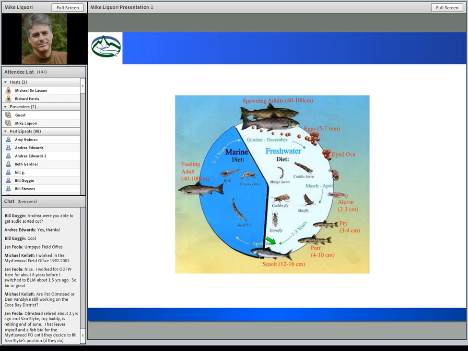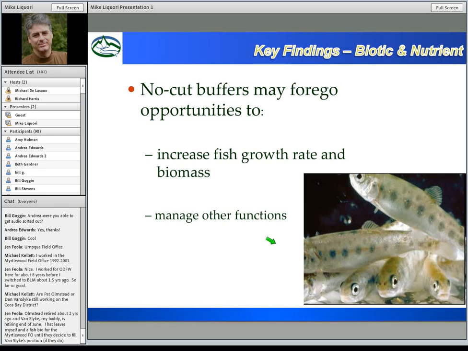So our goal is to try to get the smolt sizes up so that they're larger when they go out in the ocean. That dramatically increases their survival rates, which increases their rates of returning spawning adults. In order to do that, we know that no-cut buffers may forego the opportunity to increase fish growth and biomass or to manage other functions. And there's been some excellent work by Ken Cummins, who will be talking later in this webinar series about some of the new thinking around this.